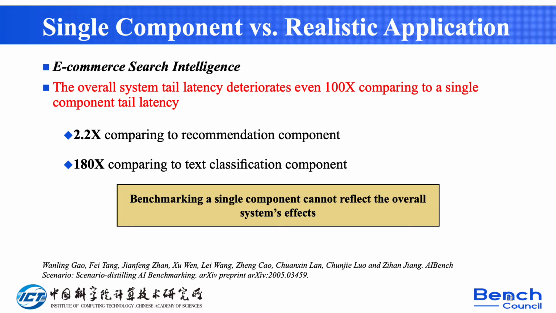We use e-commerce search intelligence to run experiments and found that the overall system latency indicates that of the entire execution path, including AI and non-AI components. The experiment's results show the overall system tail latency deteriorates dozens or even hundreds of times compared to a single component. Therefore, benchmarking a single component cannot reflect the overall system's effect.